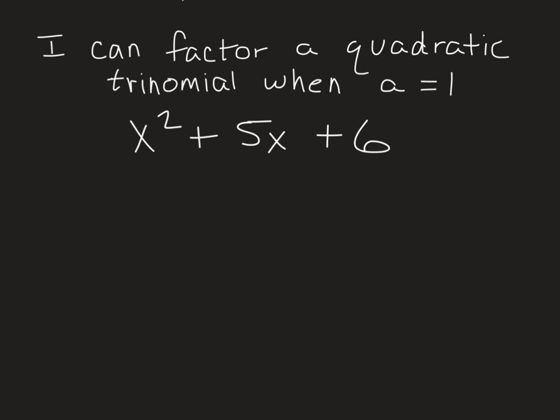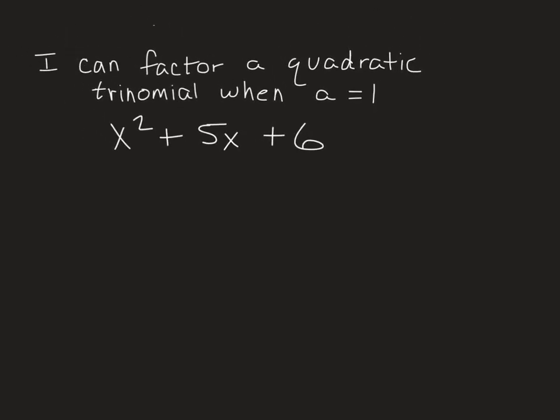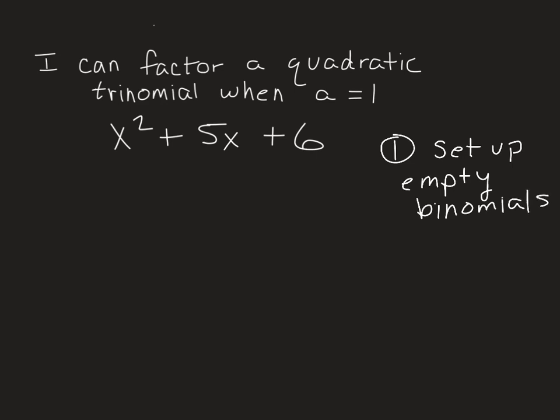If you're doing step-by-step notes with me, hopefully you've got your learning target, you've got the first problem right here, and our first step is that we're going to set up empty binomials. So we know that when we get finished, more than likely, we're going to end up with two binomials that are being multiplied by each other. So step 1, we set up those empty binomials.